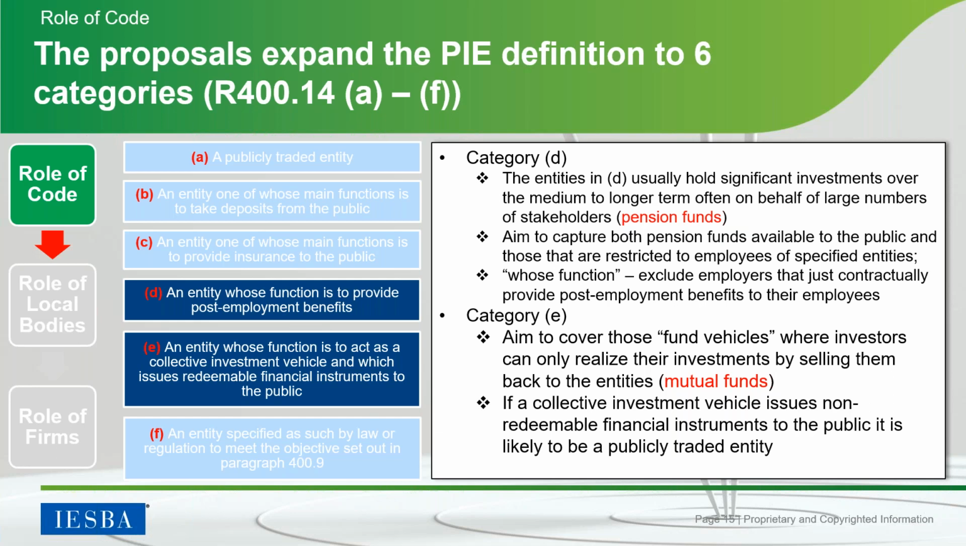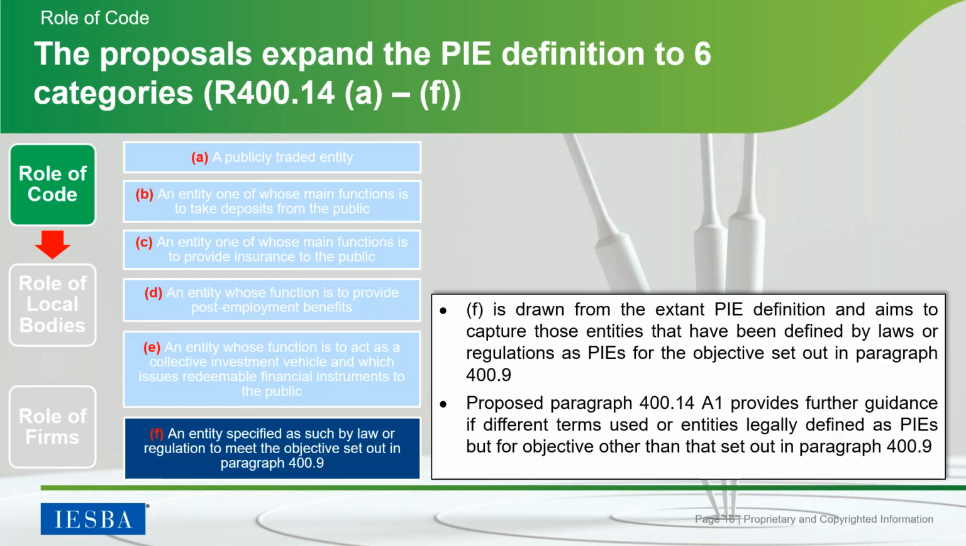If a collective investment vehicle issues non-redeemable financial instruments, our thinking was it was likely to be a publicly traded entity in any event. And so for the last definition, it's drawn from the extant PIE definition and is really just designed to capture those that have been defined by laws and regulations as PIEs, but we have taken the opportunity to tighten it to make it clear it's with the objective set out in paragraph 400.9. Obviously, the term PIE can be used in various ways, not all designed to be linked to financial reporting and financial auditing. Go on to the next slide, please.